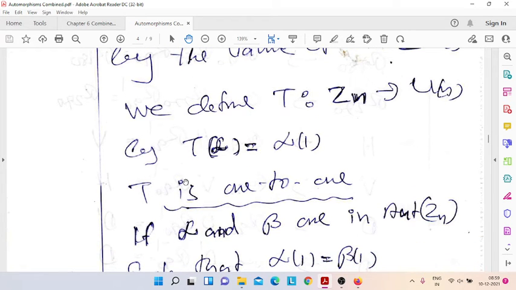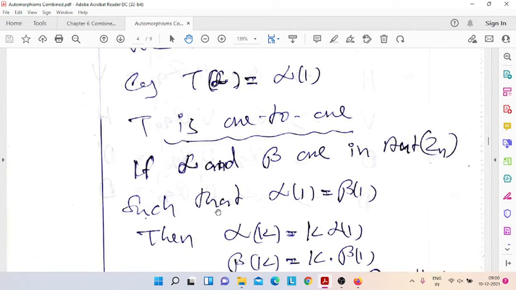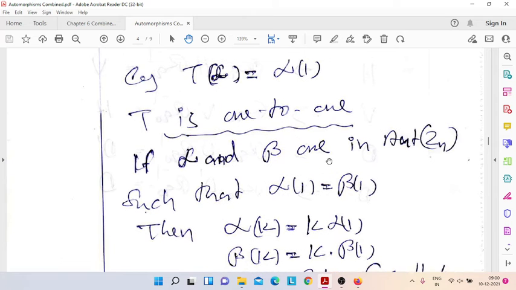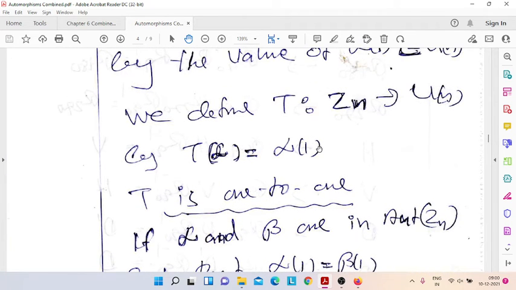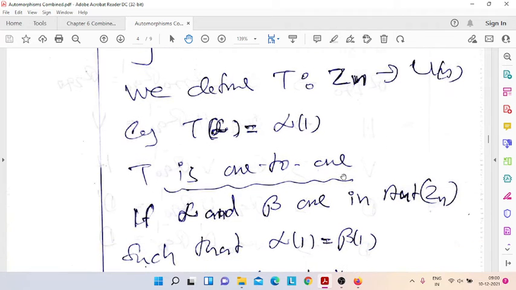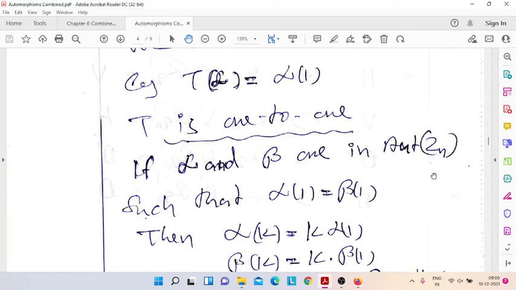Next we shall show that T is one to one, and after that we will show that T is onto. First, to show that it is one to one, suppose alpha and beta are two elements of the automorphism group of Zn. See here, T is actually defined not from Zn to Un. That's a correction: T is defined from the automorphism group of Zn to Un. So let us take two elements alpha and beta in the automorphism group of Zn.